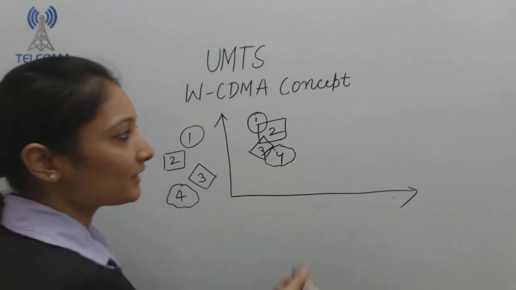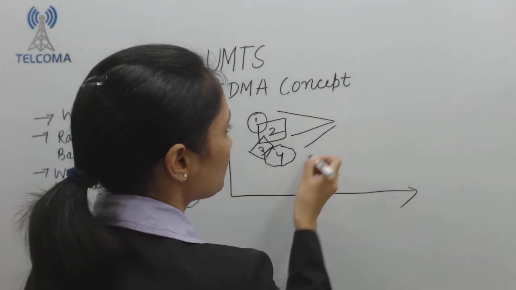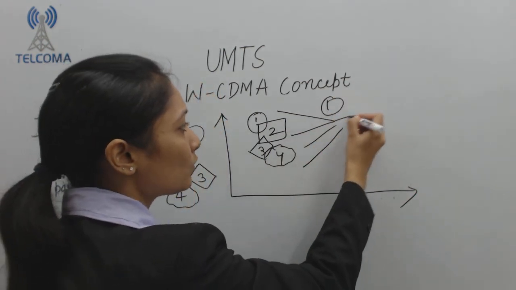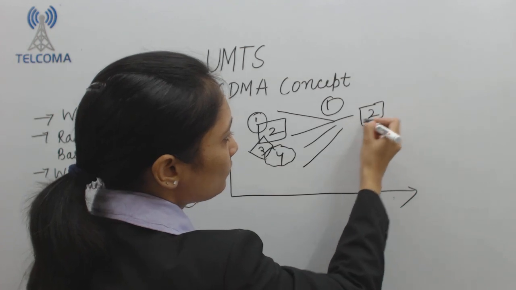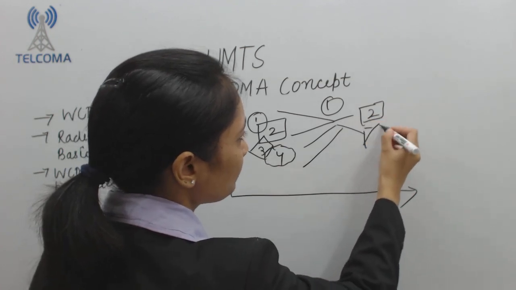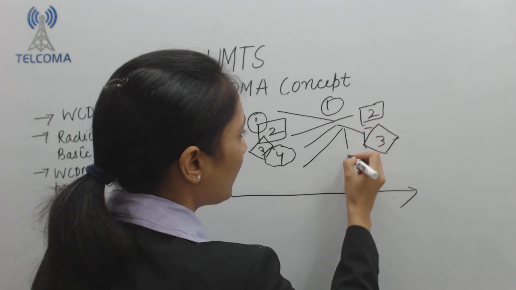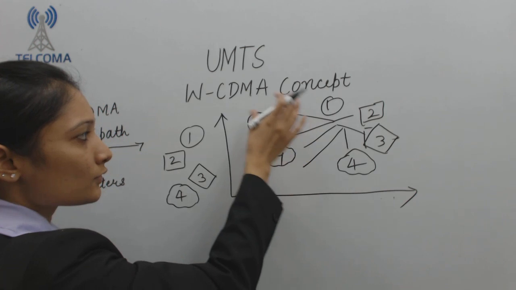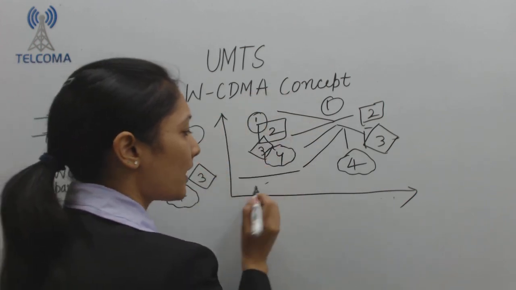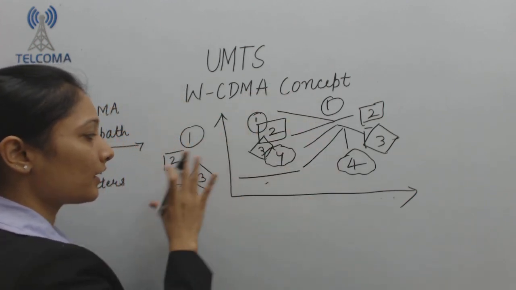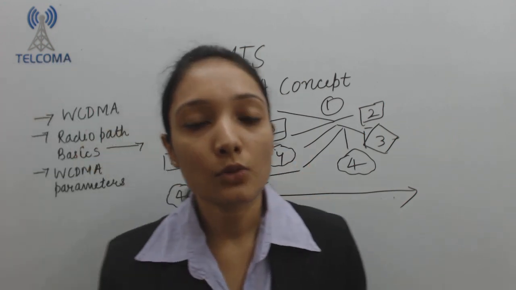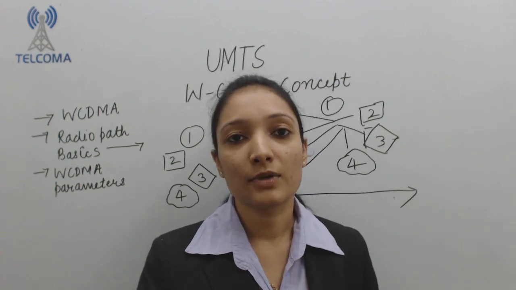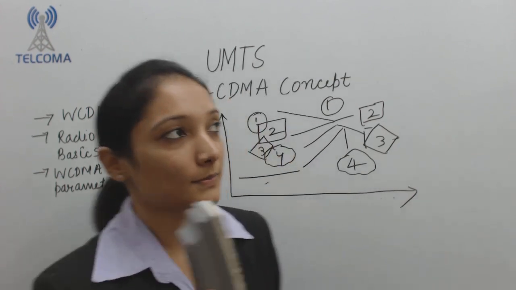But what will be happening at the receiving side? Each of the receiving junctions will decode their code only. Like 1 towards itself, 2 to its user, 3 on its path, and simultaneously 4 here. So the frequency is shared by all users simultaneously, but they are differentiated on the basis of these codes, the spreading sequences. These spreading sequences are also sometimes mentioned as the chipping sequences.